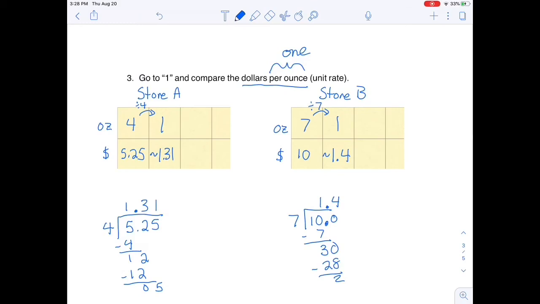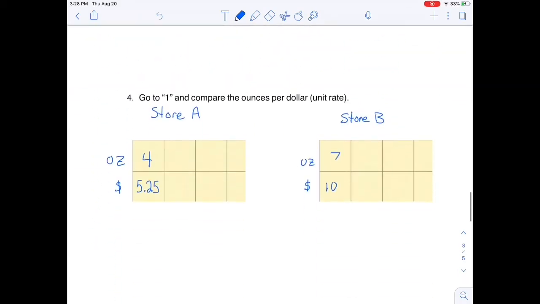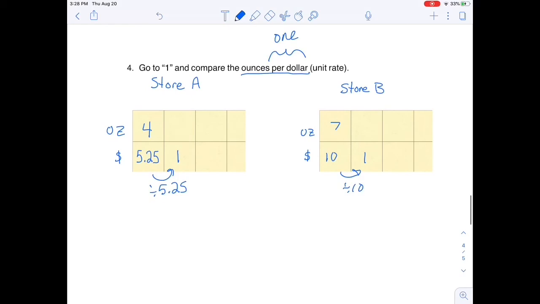Here we chose 1 ounce as our common value, but we could have chosen $1 if we did ounces per dollar. We're doing ounces per $1. 1 is our common value, our unit rate here, and we can see we had to divide by 5.25 and divide by 10, so we can fill in our numbers on our table.